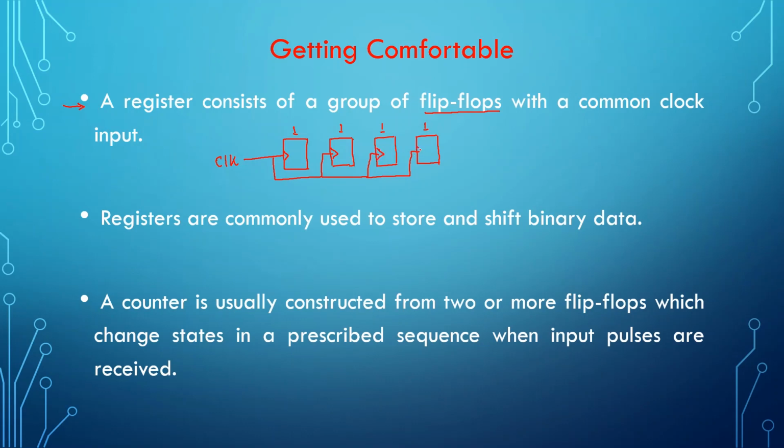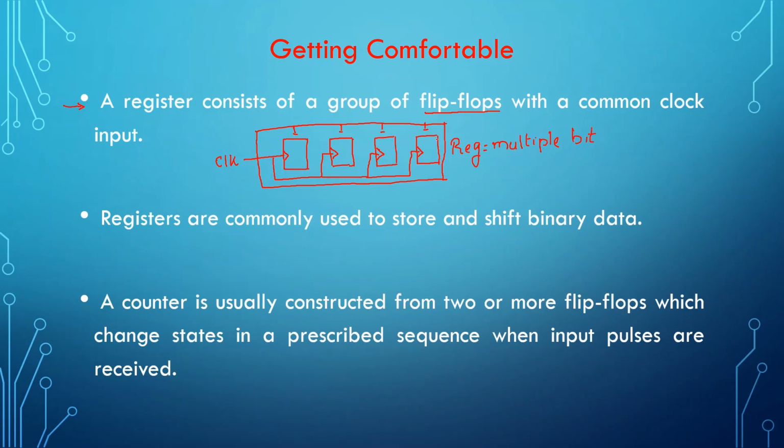This group of flip-flops, which are connected to a common clock, you can combinedly call a register. So what I can understand from this is, a flip-flop is a storage device which can store one bit of data. A register is also a storage device which can store multiple bits of data. So basically, registers are nothing but memory or storage devices which can store multiple bits of data.